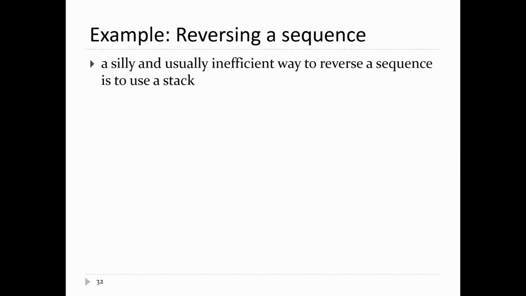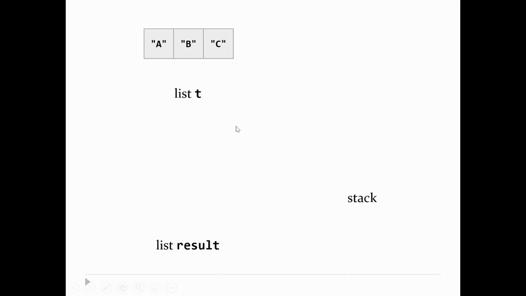So if you want to reverse a sequence, you can use a stack. Don't do it this way, but you could use one. I'm going to show you the picture first, and then we'll come back to the algorithm. If I want to reverse that list T, one way to do it is to use a stack. You take the elements of the list, and you just push them onto a stack. So I push the A onto the stack, I push the B onto the stack, I push the C onto the stack. You should know that a stack is first in, last out. Last in, first out.